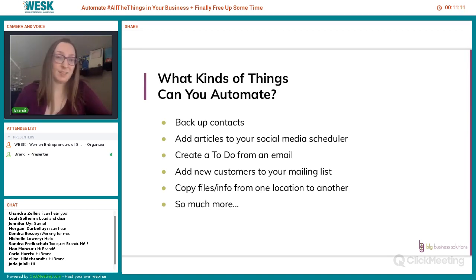So back to the kinds of things you can automate. You can back up your contacts. That is always a good one to have. You can add articles to your social media scheduler. That's something that I think we could all make use of. Another good one is to create a to-do from an email. So if you get a lot of emails and they tend to be actionable items, and you're trying to manage your task list from your emails, I've done that. It's not great.